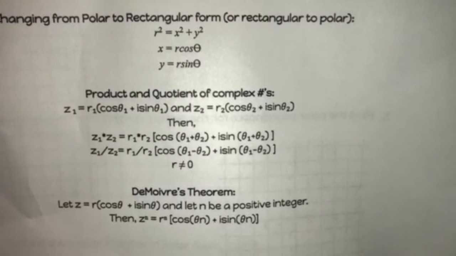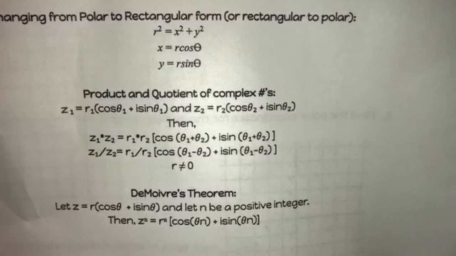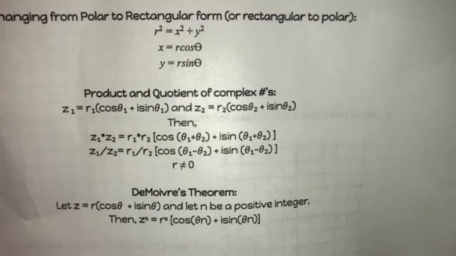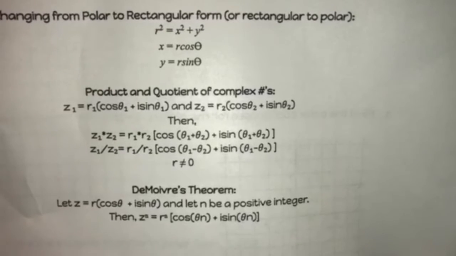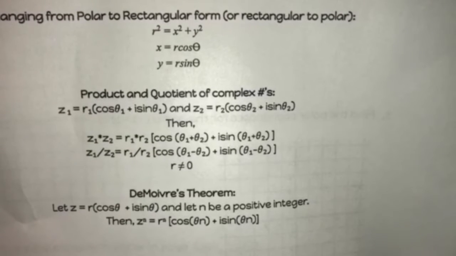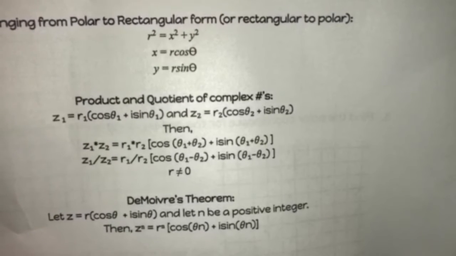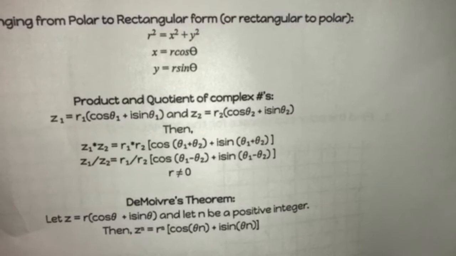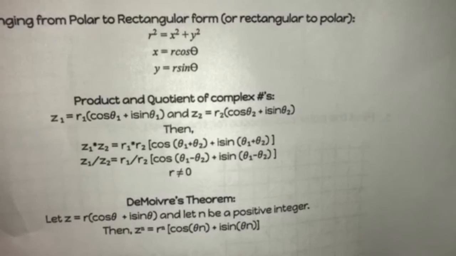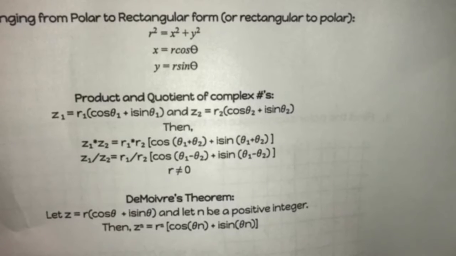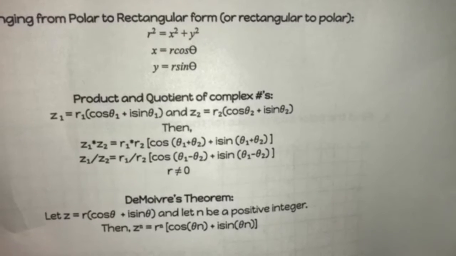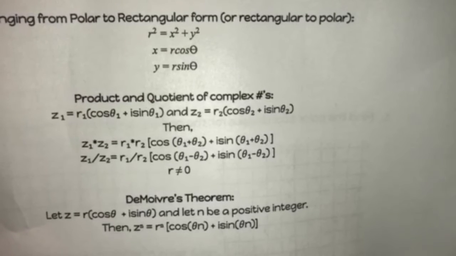Product and quotient of complex numbers. Z1 equals r1 times (cosine theta 1 plus i sine theta 1), and z2 equals r2 times (cosine theta 2 plus i sine theta 2). Then z1 times z2 equals r1 times r2 times (cosine of (theta 1 plus theta 2) plus i sine of (theta 1 plus theta 2)). Z1 divided by z2 equals r1 divided by r2 times (cosine of (theta 1 minus theta 2) plus i sine of (theta 1 minus theta 2)).